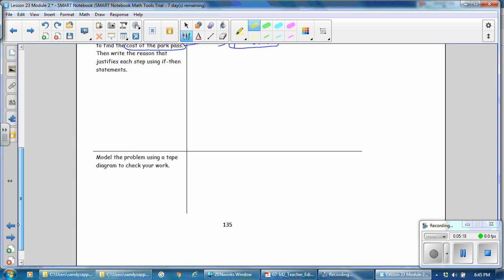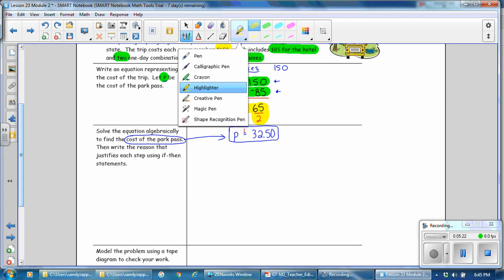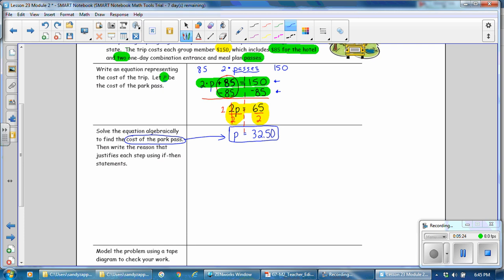Model the problem using a tape diagram to check your work. So we're going to do that up here. We have the cost of one park pass and the cost of the other park pass, and they cost the same amount, so they are the same size. And then the additional cost is $85 for the ticket. The sum of these bars adds up to $150.